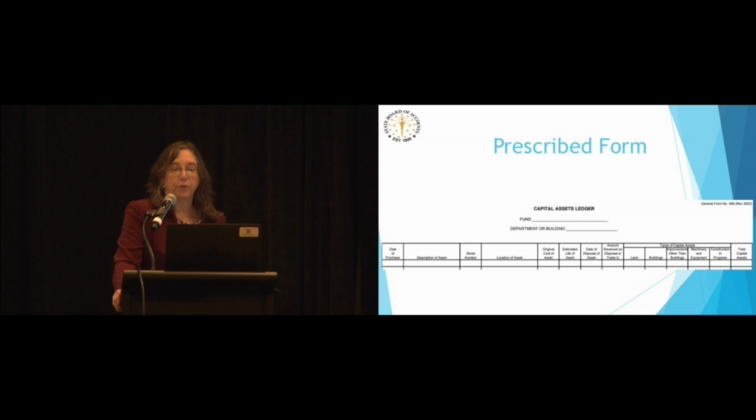It's asking you to record the date of purchase, a description of the asset, cost of the asset, estimated useful life, and columns to record disposal information. All of this information was broken down further by the types of capital assets owned. So we're looking at land, buildings, improvements other than buildings, etc. This is a pretty old form. It's been prescribed for quite a while. But we do realize most of you have some sort of computerized version of that, and that's fine as long as you're collecting this information.